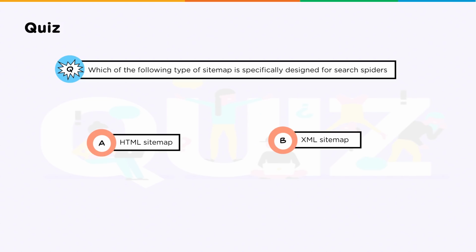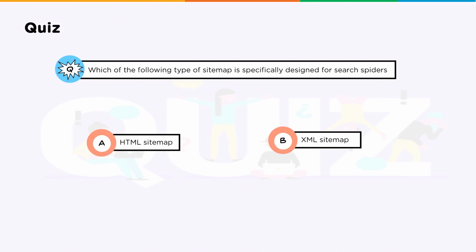So just a little quiz here, and we'll start out with question 1. Which of the following type of sitemap is specifically designed for search spiders? So the answer is either A, HTML sitemap, or B, XML sitemap. So go ahead and put your answers in the comment section below. I'll give you just another second to think about that.